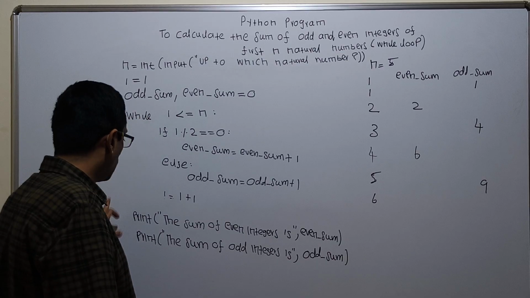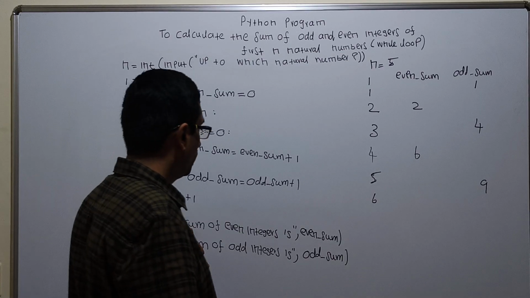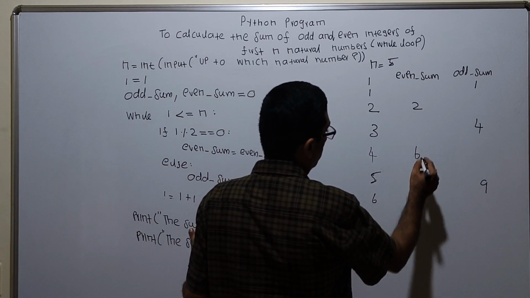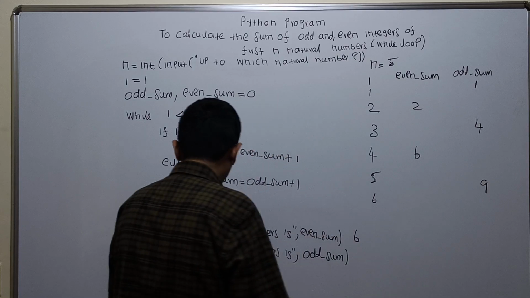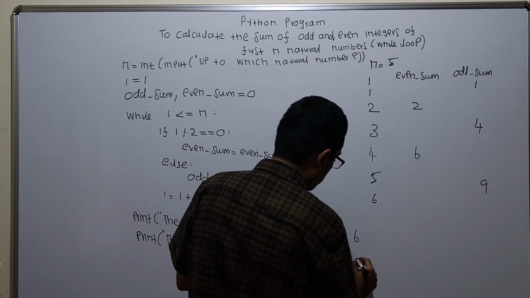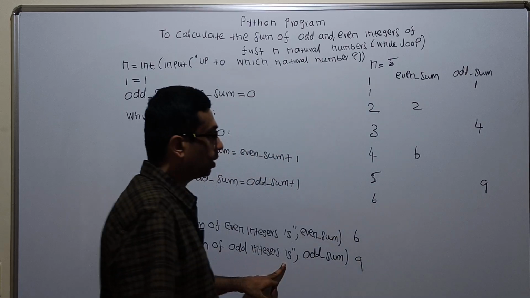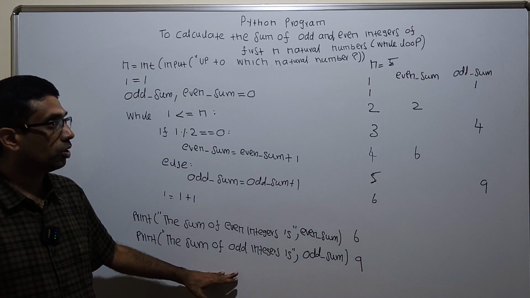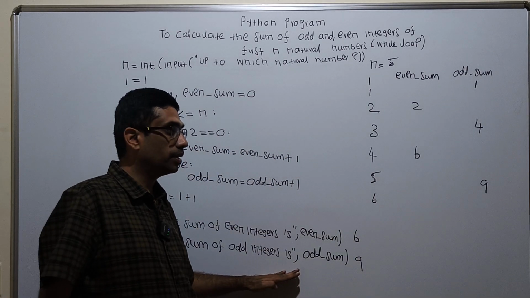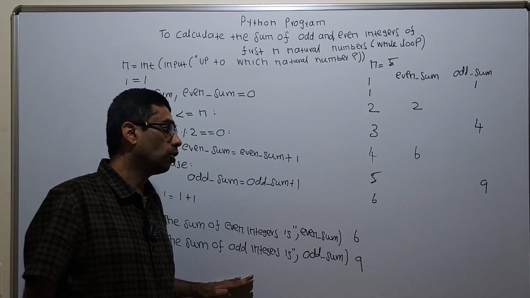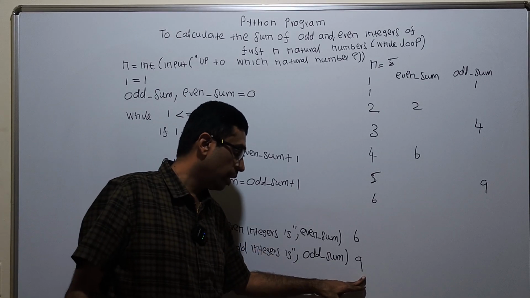This is false. Control will come out and print "the sum of the even numbers is", and here I am getting the value 6. The sum of the odd numbers is, the odd sum value is 9. So the program is working perfectly. From 1 to 5 you have the odd numbers 1, 3 and 5: 1 plus 3 equal to 4, 4 plus 5 equal to 9. I am getting the correct value for the odd sum.